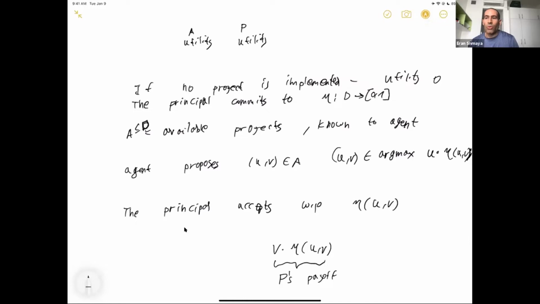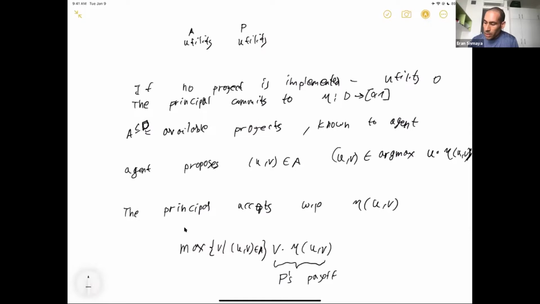Compare this payoff to what the principal could have gotten if there was symmetric information. If the principal also knew the set of available projects, the principal could have gotten the maximum of V over all the projects that are available.